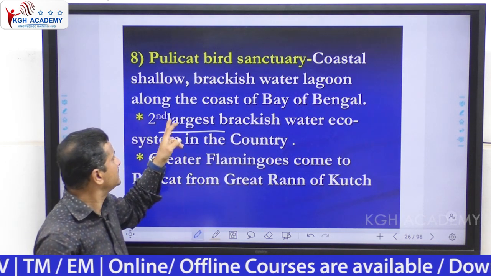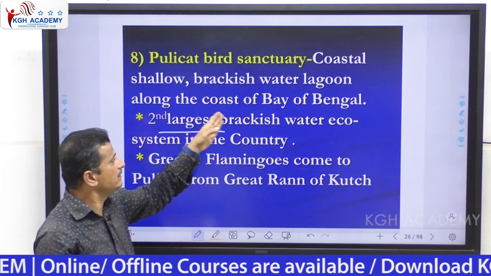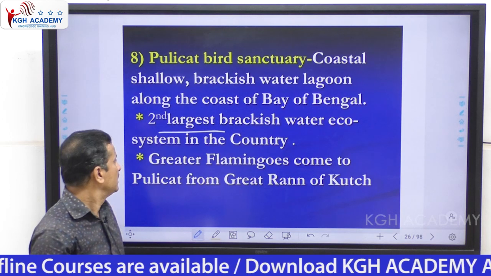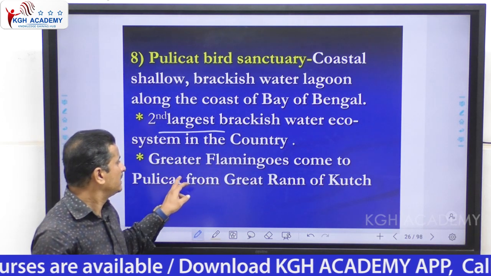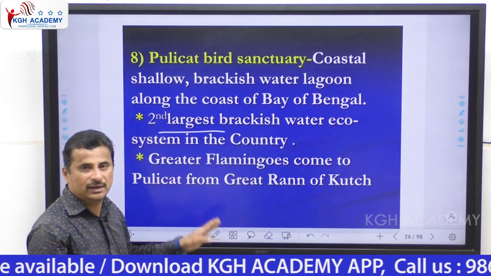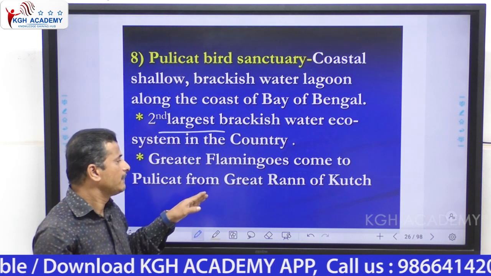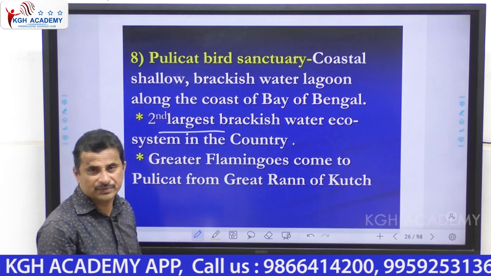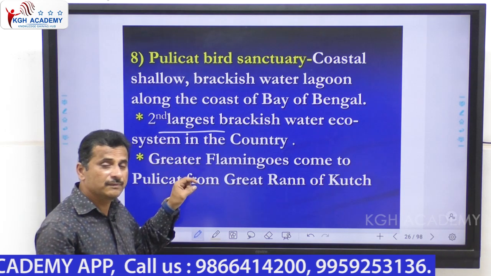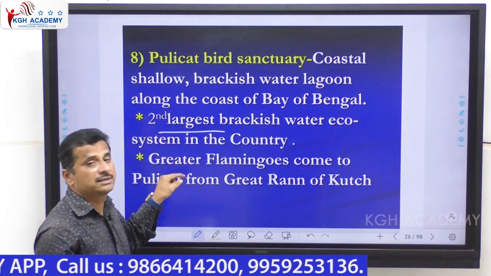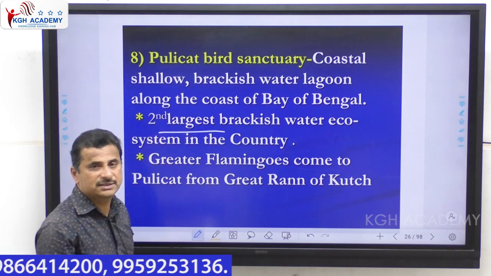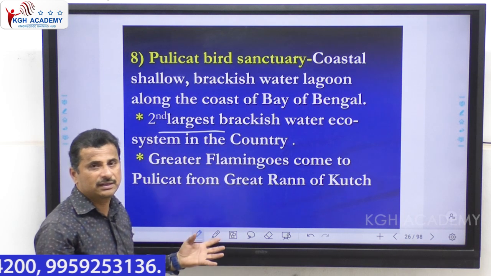Here the specialty is that it is present along the Bay of Bengal, and it is the second largest brackish water ecosystem in the country, and greater flamingos come to this area. From the Great Rann of Kutch they enter this Pulicat Bird Sanctuary, in that lake area.